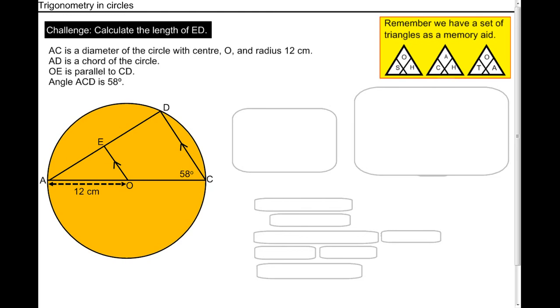Over the page here, I've got a new sort of challenge question. I think we may have looked at this one when we were dealing with similarity, but try and have a go at this one yourself with a fresh pair of eyes, being able to realize where the right angles are yourself.